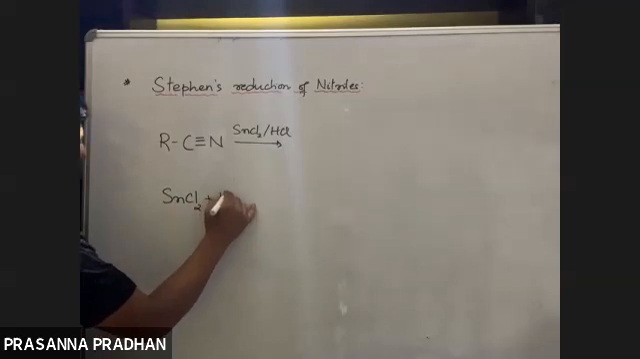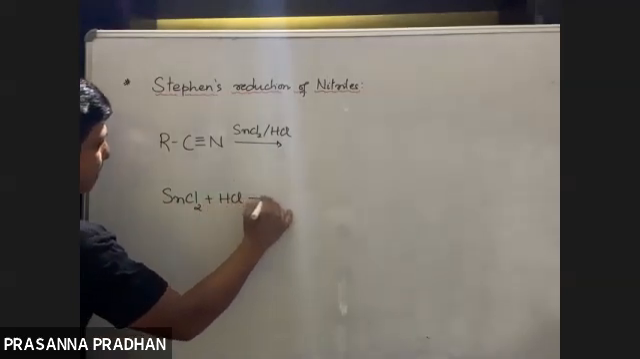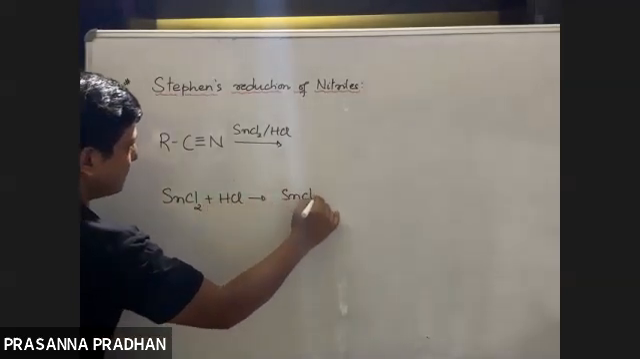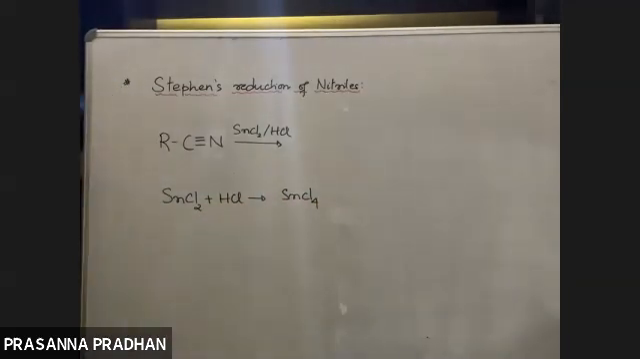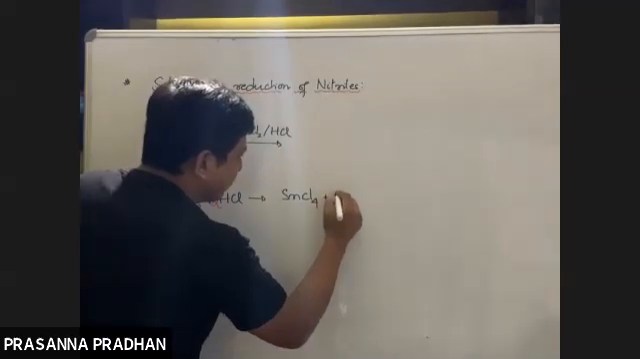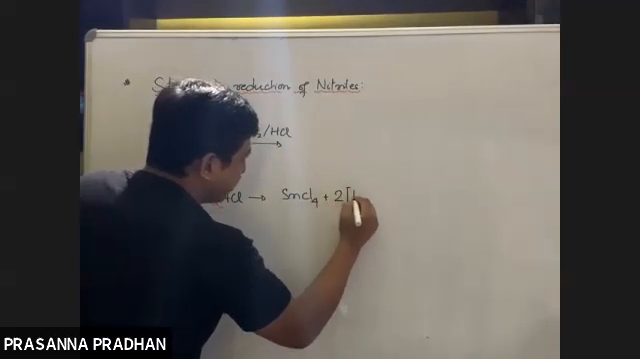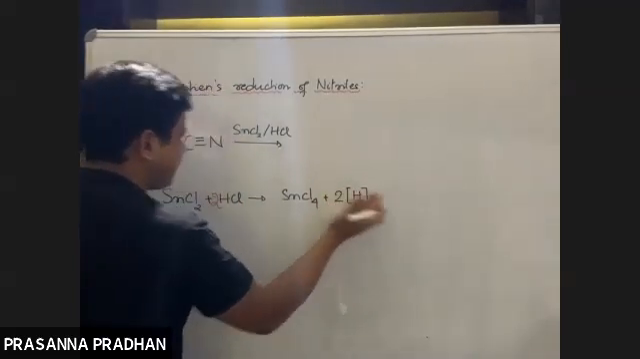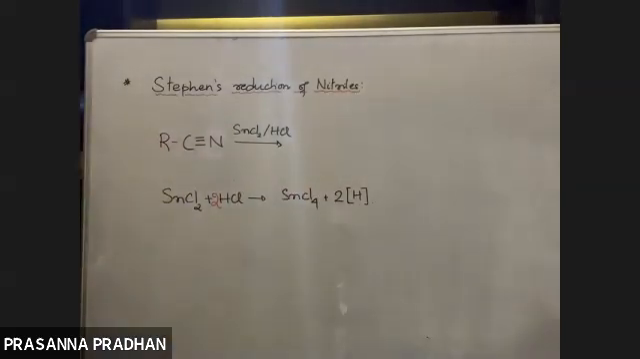SnCl2 is going to react with HCl to form SnCl4. Now, if I balance chlorine, then I must balance it by writing 2 out here. So chlorine is balanced, you see. Now, how many hydrogen are liberated out here? So in this process, 2 nascent hydrogen are liberated. Nascent hydrogen means 2 atomic hydrogen are liberated.